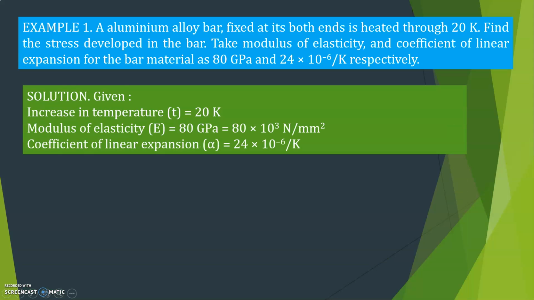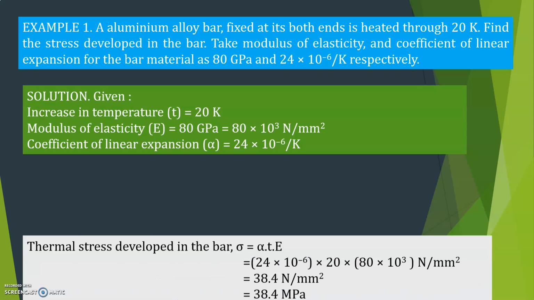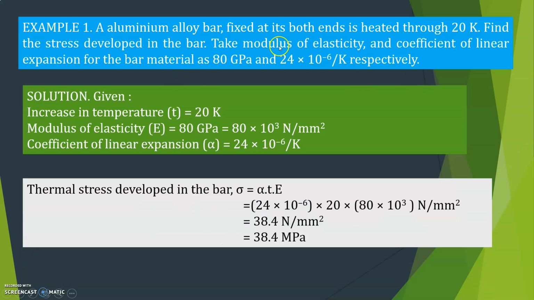Okay, what is given here? Increase in the temperature, that is given, T is 20 Kelvin. Modulus of elasticity is 80 GPa, which is equal to 80 into 10 raised to 3 Newton per mm square, and the coefficient of linear expansion is 24 into 10 raised to minus 6 per Kelvin. Okay, we know what we have to calculate here. It is asked to find the stress. Only you have to calculate stress.